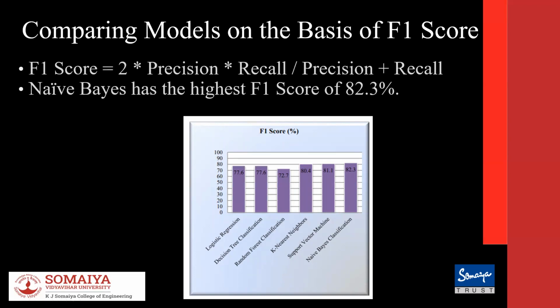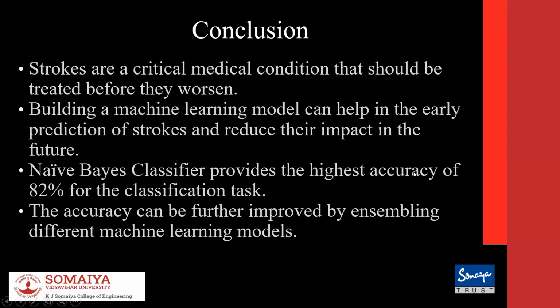One of the reasons for this could be overfitting, because random forest is generally prone to overfitting on tabular data. So that could be one of the reasons why it does well on the training set but badly on the test set and gives you an F1 score of only 72.7%.